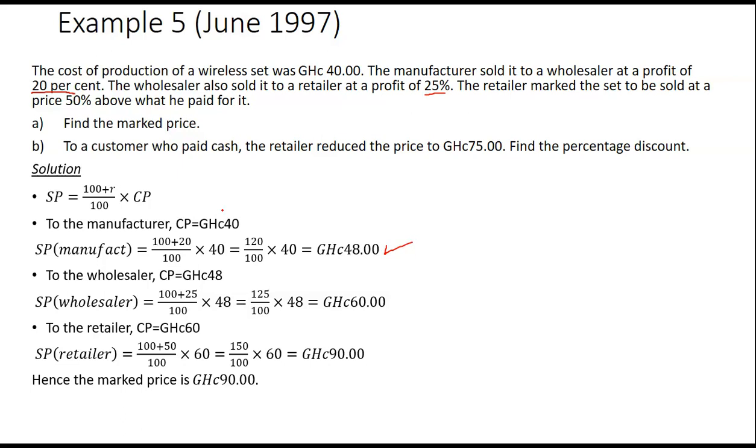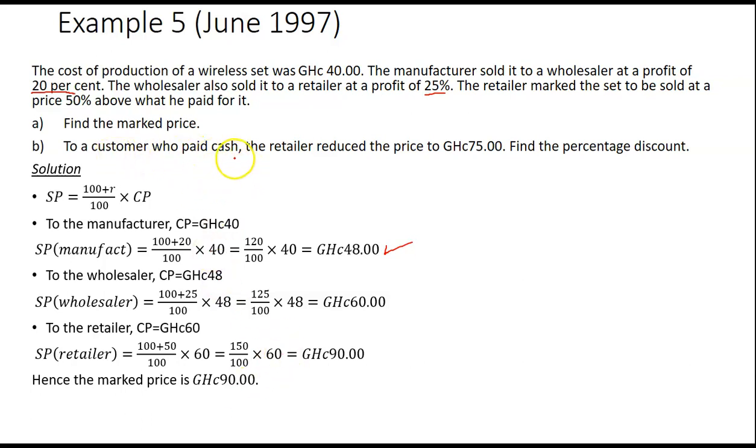The selling price of the retailer, the cataloged price, the price he has put on the board for the consumer, the price the final consumer buys it at, is the marked price. So that's 90 Ghana cedis. So the marked price is 90 Ghana cedis. Question B is coming from one of the topics we've done in the past.